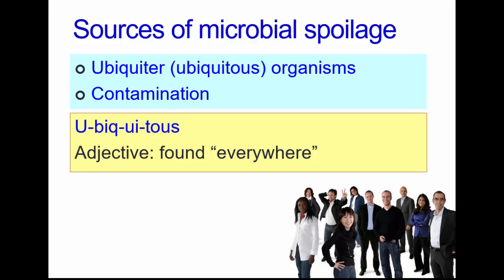Now, the point about this is that food poisoning organisms are all over the place. They are said to be ubiquitous. Those of you who haven't come across the word ubiquitous, it means something that can be found almost everywhere. For example, people are ubiquitous on the planet Earth.